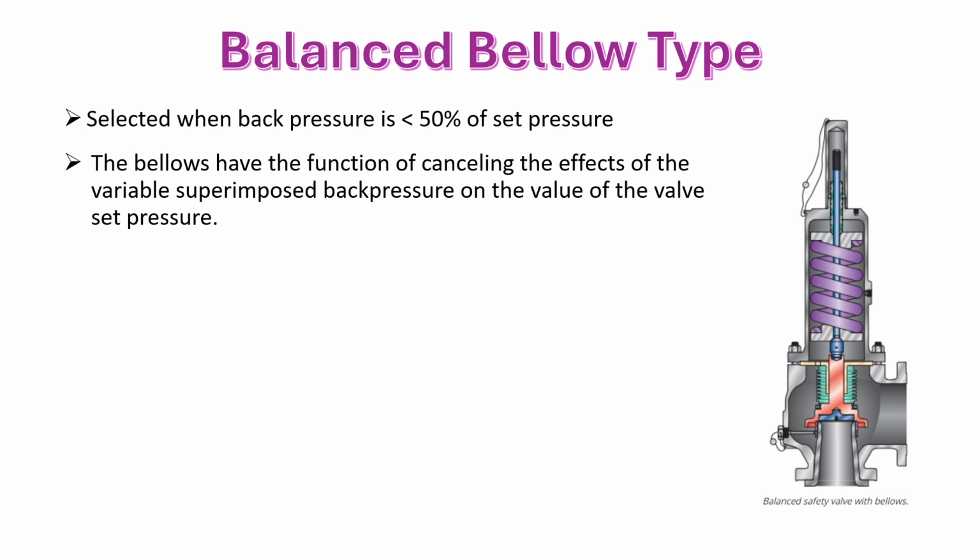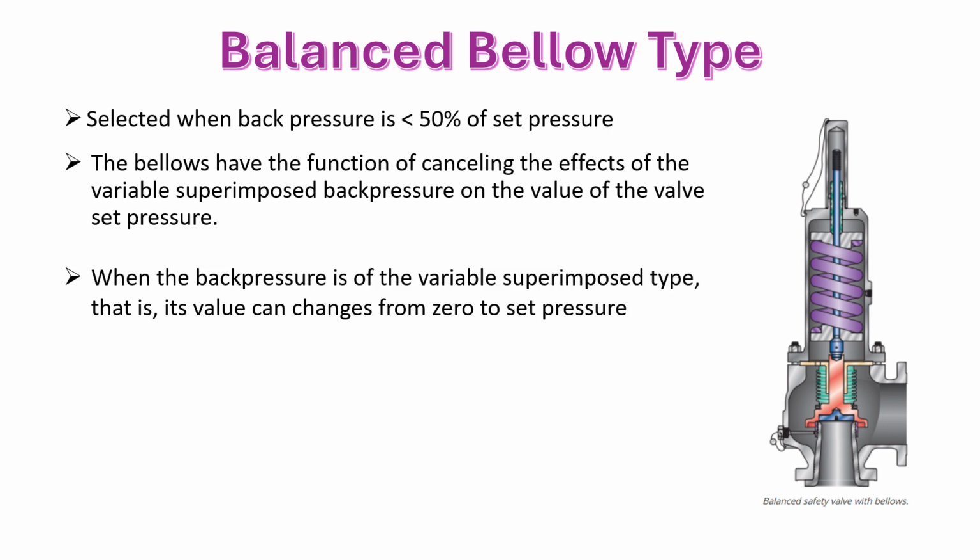However, a bellow is integrated to compensate for the fluctuating back pressure. As I already said, this is used for fluctuating back pressure applications. This feature makes balanced bellow valves most suited for applications where the back pressure conditions are unpredictable or fluctuating. Okay, when the back pressure is variable, I already discussed this.